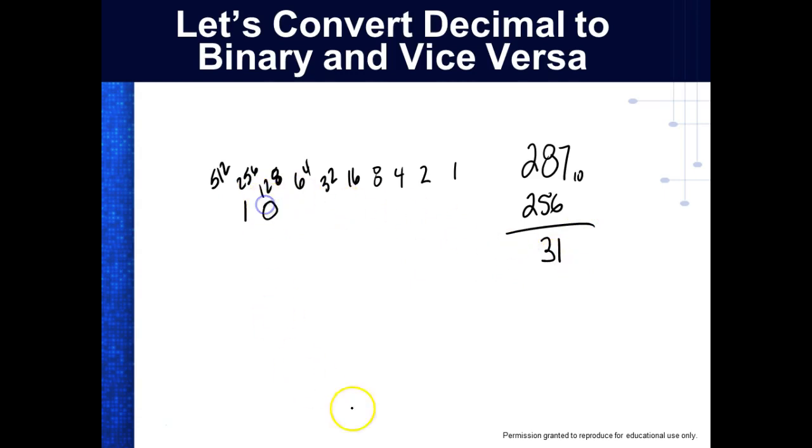Right? Can I subtract 128 from 31? Okay, so I'm going to put a what? 0. Can I subtract a 64 from 31? No. Can I subtract a 32 from 31? Okay. Can I subtract a 16? How many times can I subtract it? If you ever say I can subtract it twice, you screwed up, right? You're either not going to subtract it, in which case you put a 0, or if you can subtract it, you're going to put a what? 1.